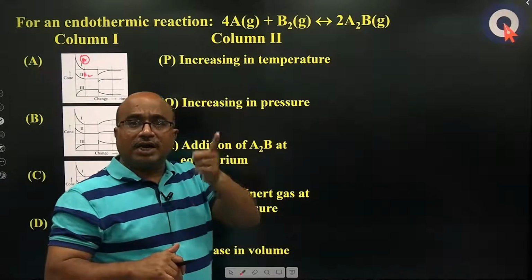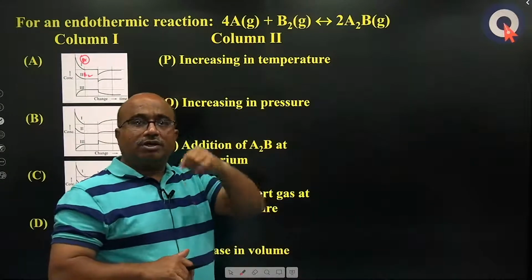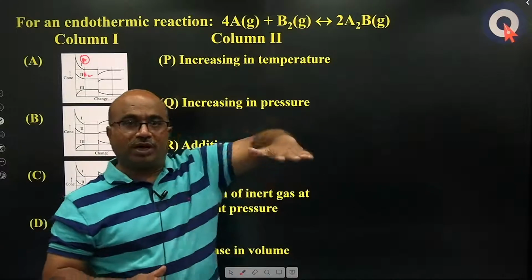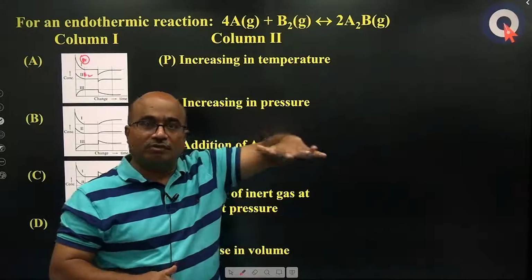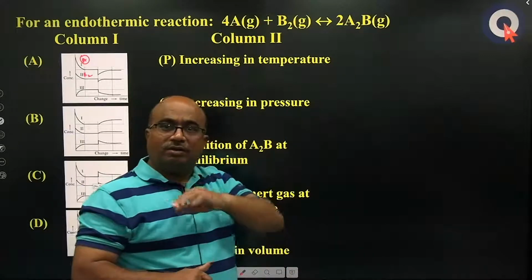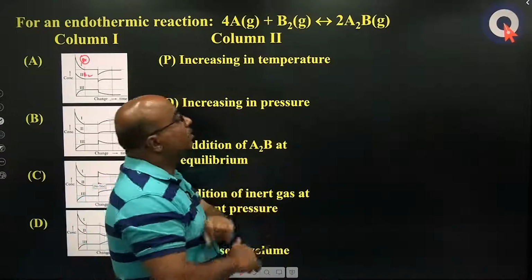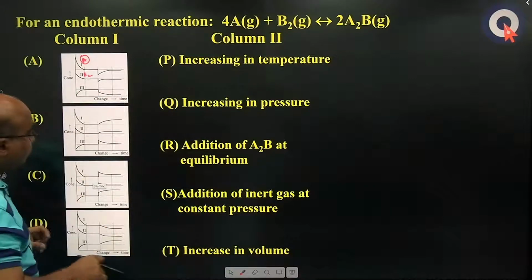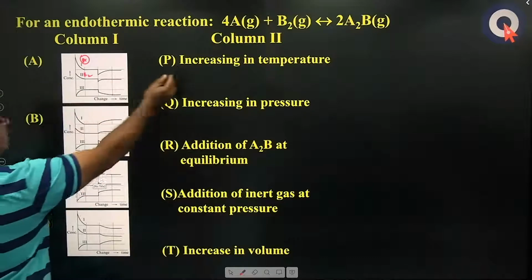And when the reaction is endothermic, its equilibrium constant always increases. Means it moves in the forward direction more. Product amounts will increase, reactant amounts will decrease. We even have the Van 't Hoff equation to prove it. Clear? So that is not correct anymore. So this is not correct.